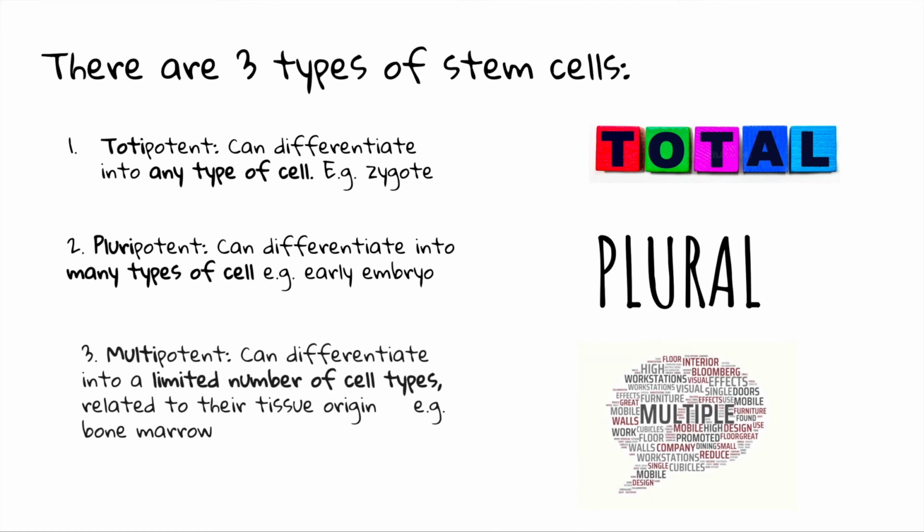And lastly, we have the multipotent stem cells. Now, these are more limited in terms of the types of cells that they can become. They can differentiate into, as I said, a limited number of cell types related to their tissue origin. So an example of this is the bone marrow. So basically, multipotent cells are like adult stem cells.